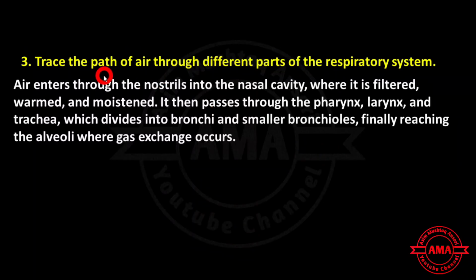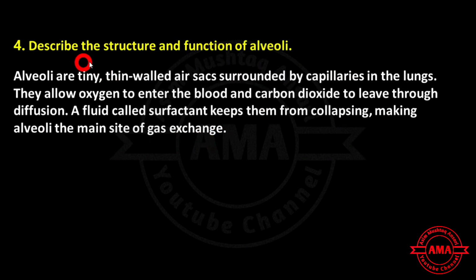Next is trace the path of air through different parts of the respiratory system. Air enters through the nostrils into the nasal cavity, where it is filtered, warmed and moistened. It then passes through the pharynx, larynx and trachea, which divides into bronchi and smaller bronchioles, finally reaching the alveoli where gas exchange occurs.